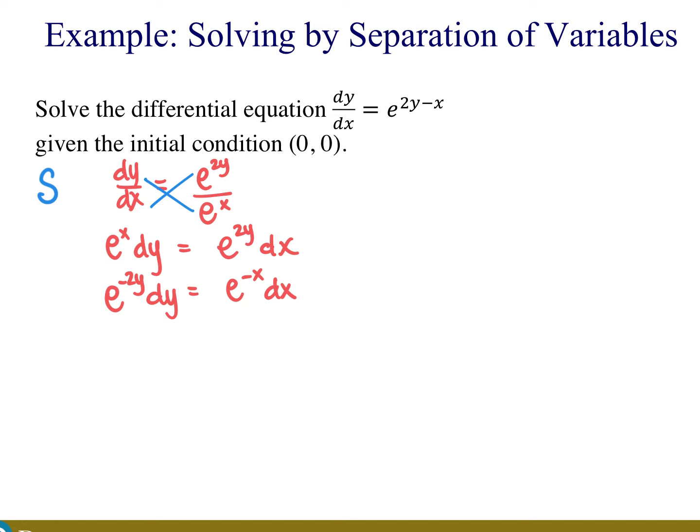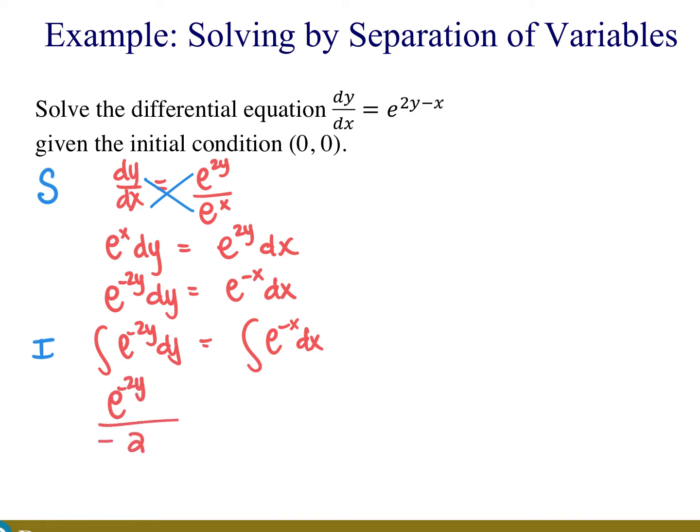So our integration, our I, is going to be, okay, we're going to integrate e to the negative 2y dy and integrate e to the negative x. Okay, the antiderivative of e to the negative 2y is still e to the negative 2y, but I have to divide by the number -2 as part of the anti-chain rule. And then on the other side, we have e to the negative x divided by the anti-chain rule of -1, and we have our constant. Separate, integrate.